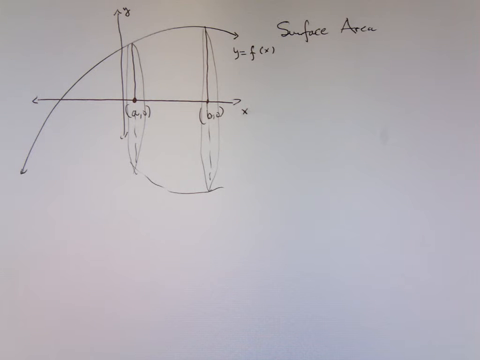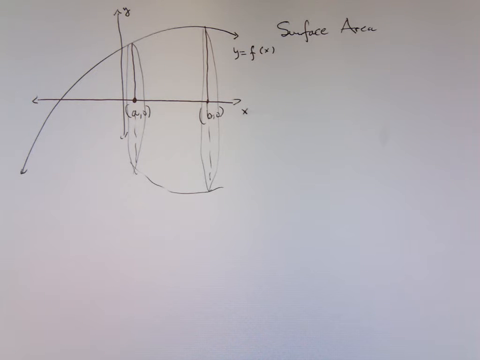Well, what do you think we're going to do? We're going to divide this up into little pieces. We're going to take one such piece and whip it around the x-axis, and see how much surface area is generated by that one piece. We're going to sum up all those pieces, let the number of pieces go to infinity, and hopefully take that sum and make it into a Riemann sum, so we can evaluate it with an integral. That's our goal. So let's do it.